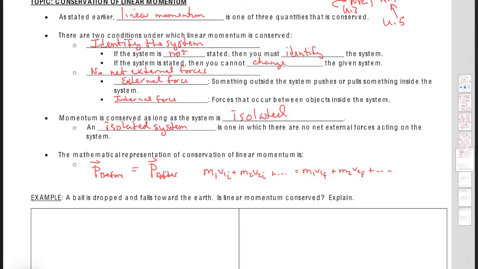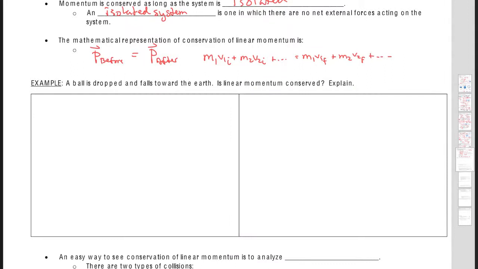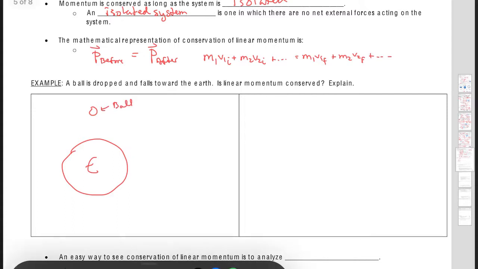Here's a quick example: a ball is dropped and falls towards the earth. Is linear momentum conserved? Explain. There's a reason there are two boxes in this chart, because there are really two answers. Notice that they didn't tell us what the system was, so we have to identify it. We know we have two objects, the ball and the earth. Now, here are the two potential answers.